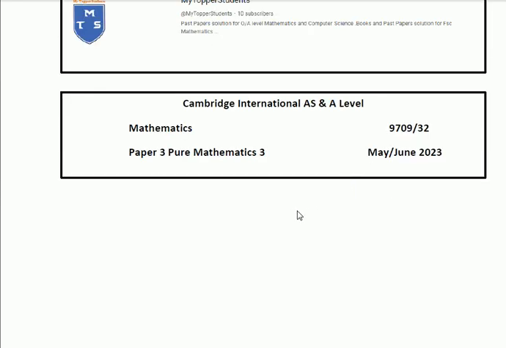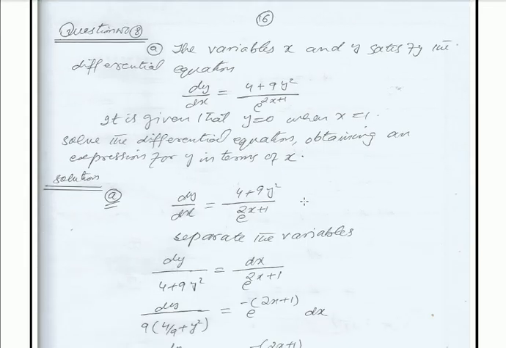Now, in paper 3 pure mathematics session May/June 2023, the question number 8 is part A. The variables x and y satisfy the differential equation dy over dx equal to (4 plus 9y square) over e raised to the power 2x plus 1. It is given that y equal to 0 when x equal to 1. Solve the differential equation obtaining an expression for y in terms of x.